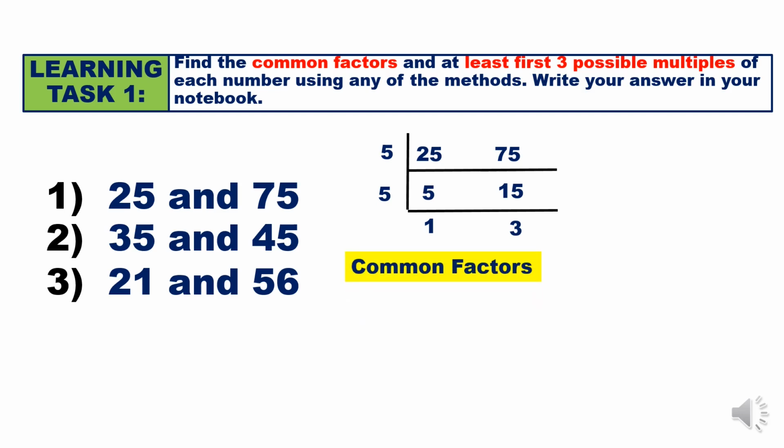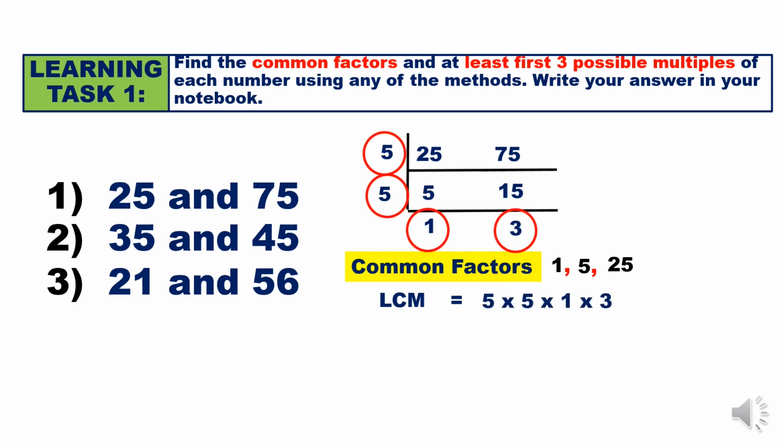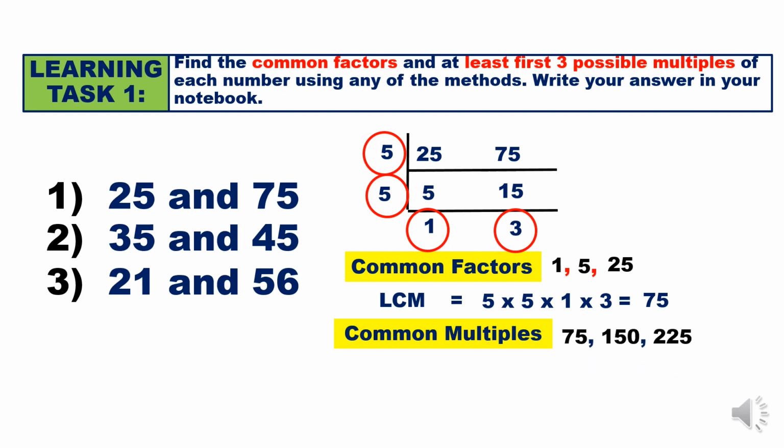So, ang common factors ng 25 and 75 ay syempre, laging merong 1. Then, 5. Then, 5 times 5 equals 25. Ang LCM ay i-multiply ang 5 times 5 times 1 times 3. And that is 75. So, ang common multiples nila ay 75, 150, 225.